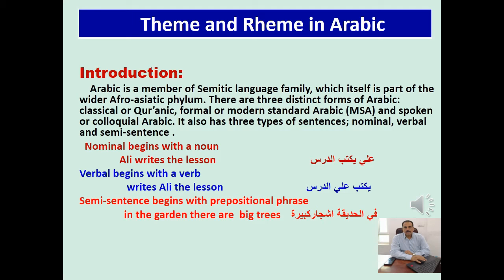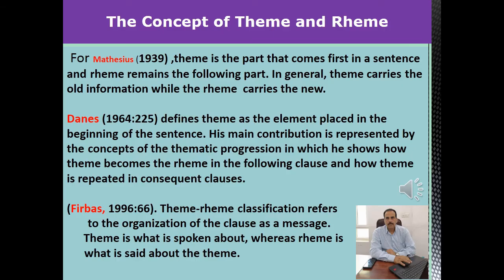A nominal sentence begins with a noun. That's why we call it a nominal sentence. Like "Ali writes the lesson." A verbal sentence begins with the verb. Like "Writes Ali the lesson." While a semi-sentence begins with a prepositional phrase, like "In the garden, there are big trees."